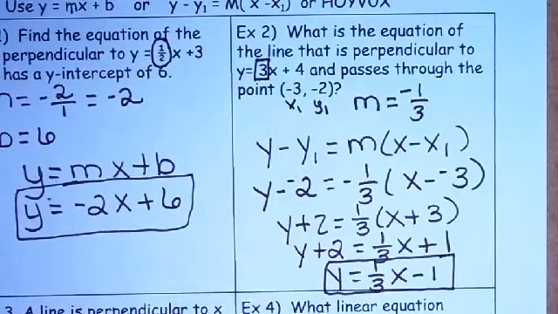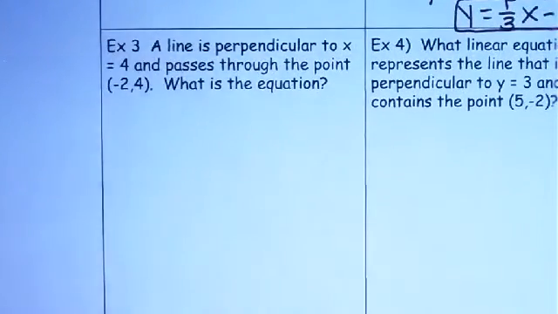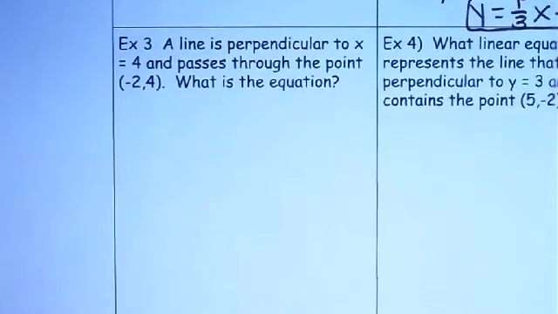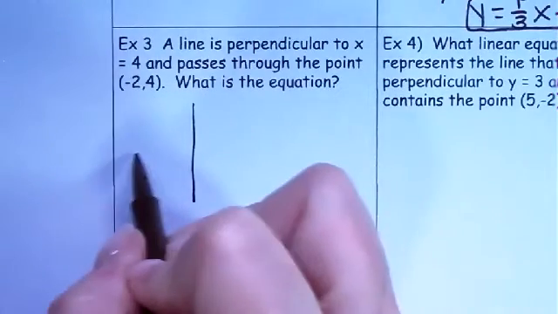Now, the last two examples, just like with the parallel notes, are going to be talking about the vertical and horizontal lines. If I look at example 3, it says a line is perpendicular to x equals 4 and passes through the point -2, 4. What is its equation? I want to just sketch this for just a second so we can see what's happening.